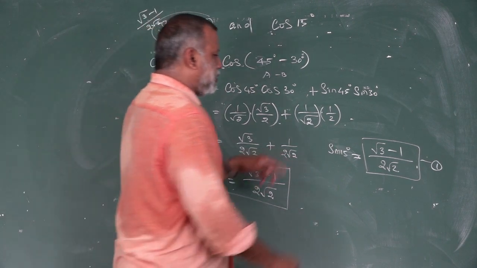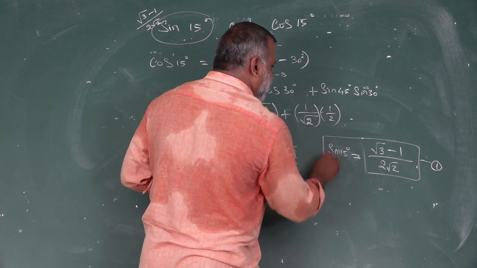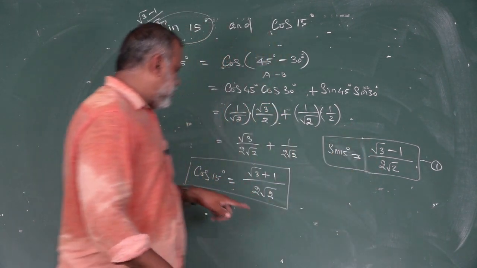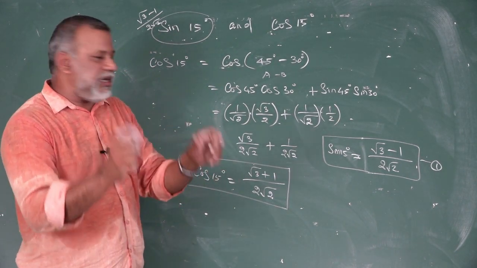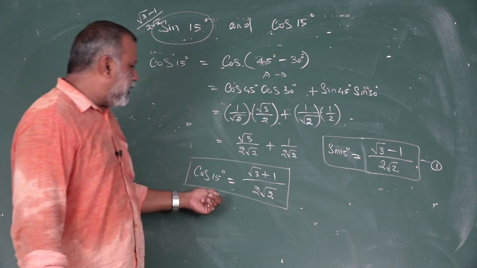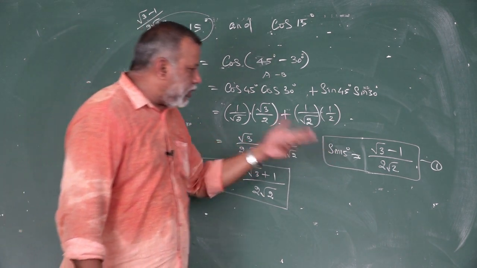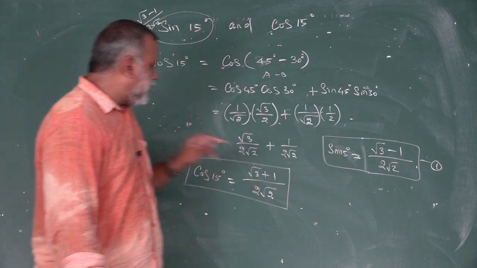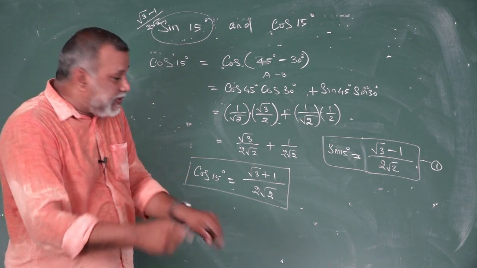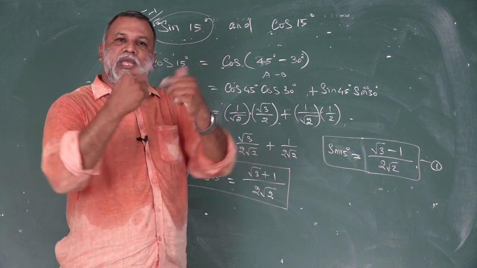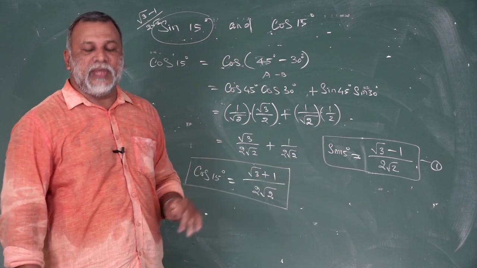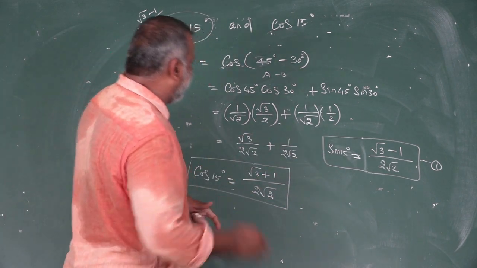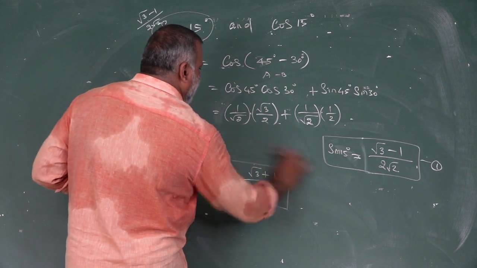So now listen, this is the value of sin 15 degree, and this is the value of cos 15 degree. The question asked is to find sin 15 and cos 15, so we are able to work out sin 15 and cos 15. With the help of these two, form a quadratic equation whose roots are these. From your 10th standard, we are able to form a quadratic equation.